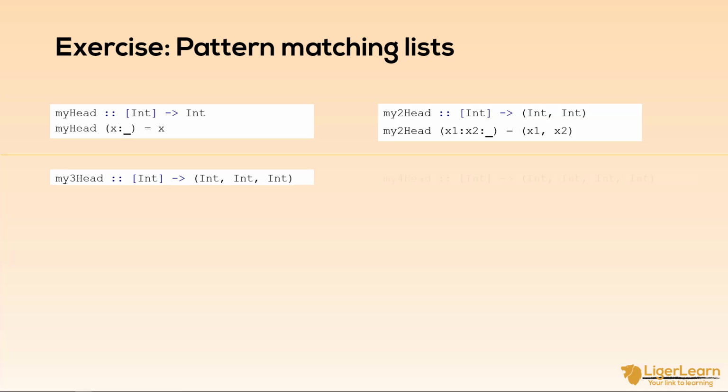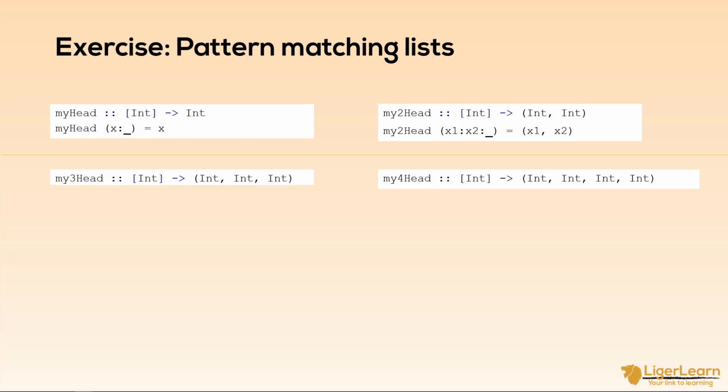And also do the same for the function called my4head, but this time return the first 4 items in the list. And assume that my4head only needs to deal with arguments of lists which have at least 4 items. Don't worry about defining the cases for the empty list or for when there are less than the required number of entries in the list. Just focus on the patterns when you return a value. Okay, pause the video and have a go.